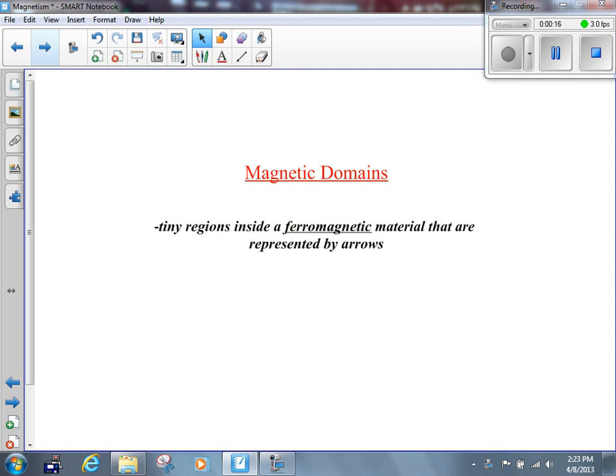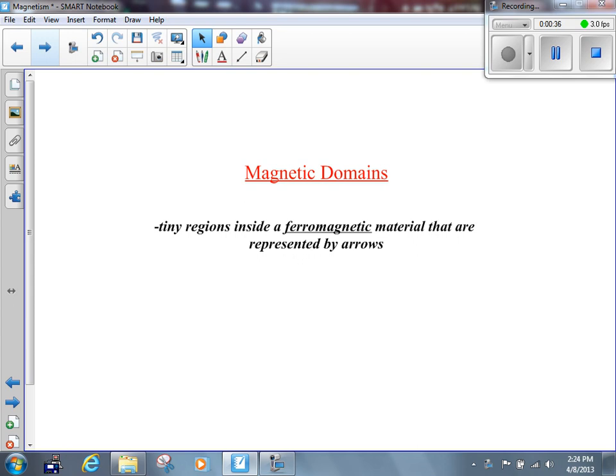The definition of this, when you read it, isn't probably going to make a whole lot of sense to you. We'll talk about it, we'll discuss it, we'll elaborate on it, and hopefully it'll make some sense to you when we're finished. A magnetic domain is a tiny little region inside a ferromagnetic material that's represented by an arrow. So what does that mean?